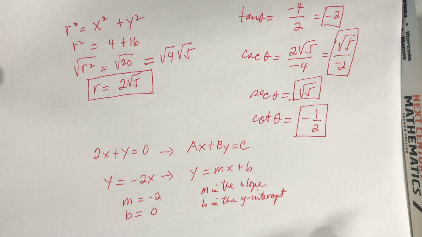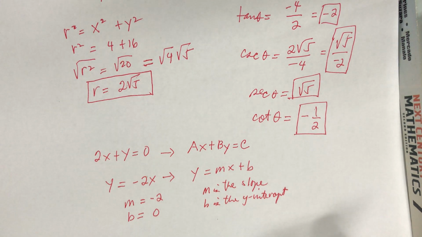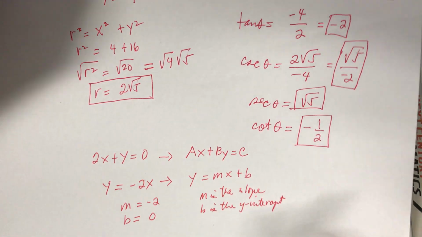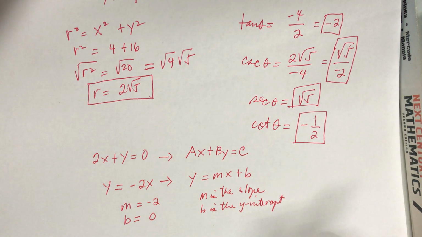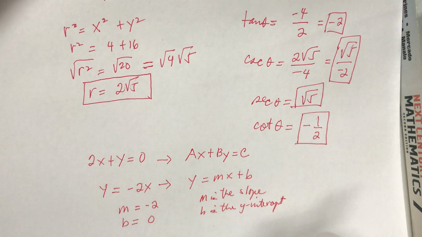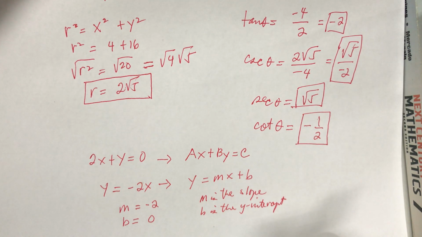Tangent theta is equal to the slope of a line. That's the concept. In general, the slope is equal to tangent theta. Take note that tangent theta is negative 2, while the slope represented by the variable m is also equal to negative 2. Again, the concept says, in general, the slope is equal to tangent theta.